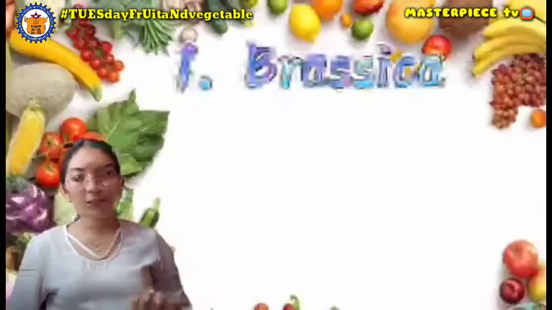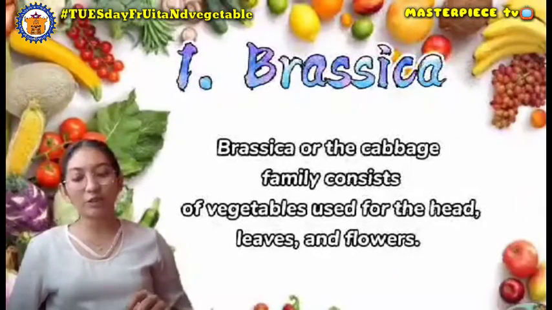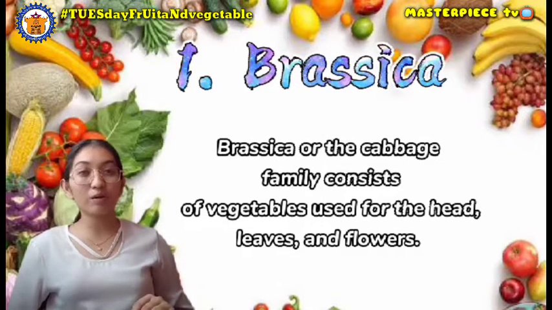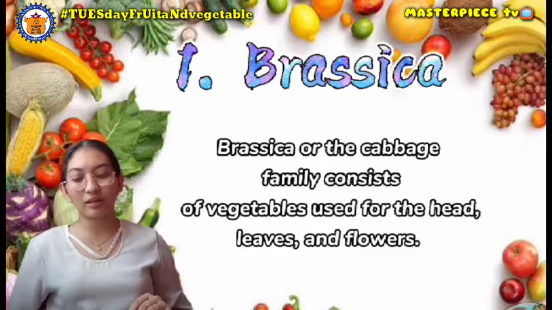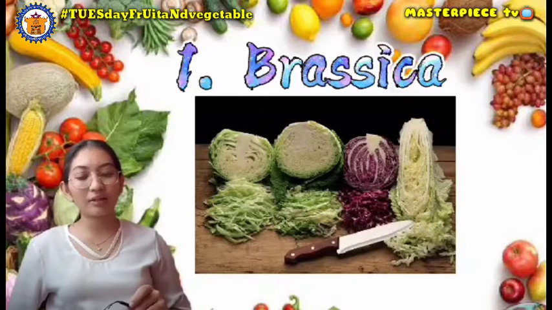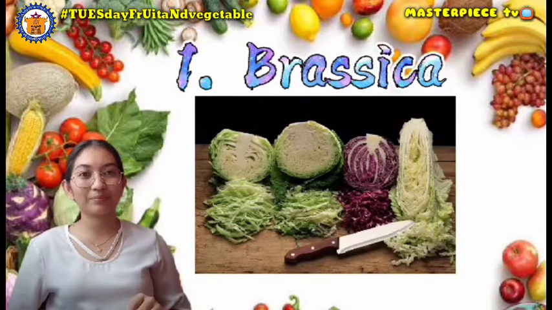Number 1. Brassica. Brassica, or the cabbage family, consists of vegetables used for their head, leaves, and flowers. These are mostly available in winter and hence are mostly used in broths and braised dishes to accompany meats. Examples: cabbage, cauliflower, Brussels sprouts, and bok choy.